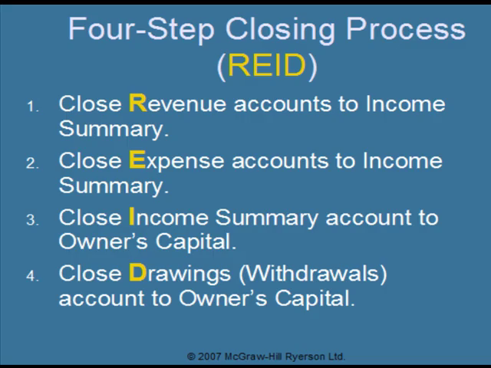The closing process is a 4-step process, and we use the acronym READ to help us remember the steps. The R in READ stands for revenues, so the first step is to close the revenue accounts to the income summary account. And I'll touch base on the income summary account in a moment. The second step, the E in READ, is to close the expense accounts to the income summary account. The third step is to close that new account, the income summary account, to the owner's capital.